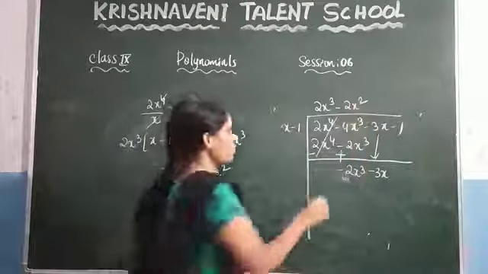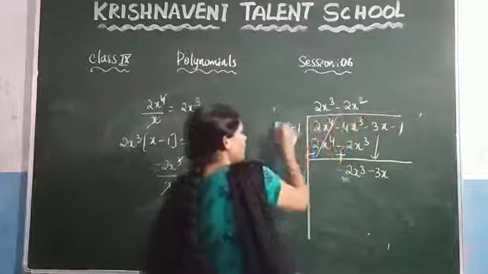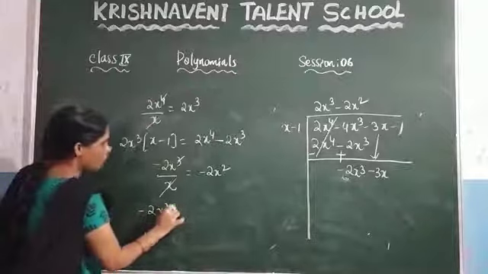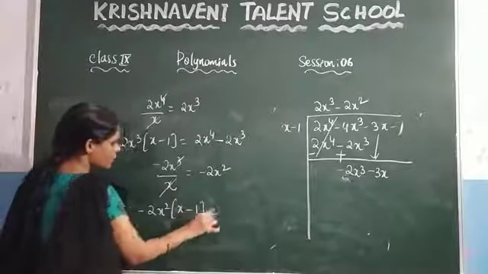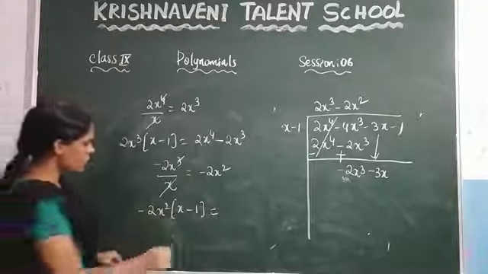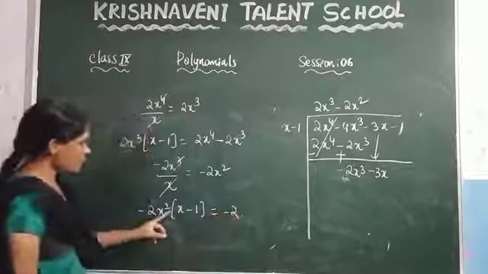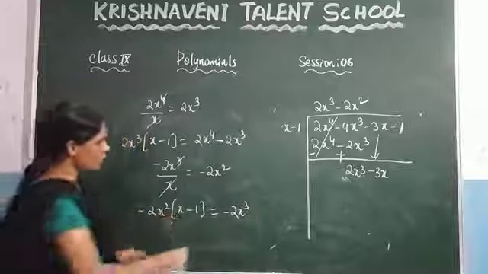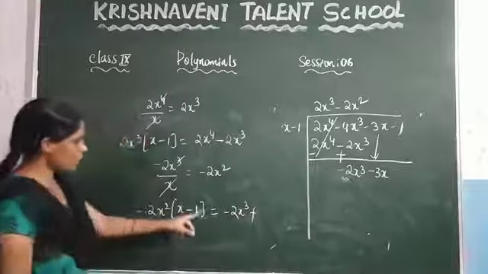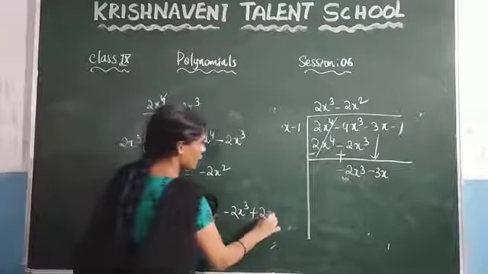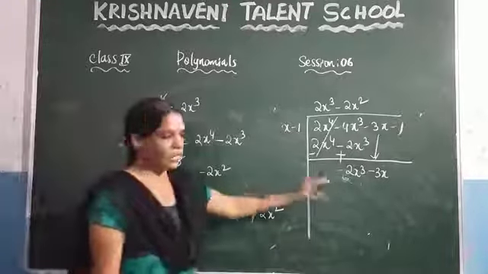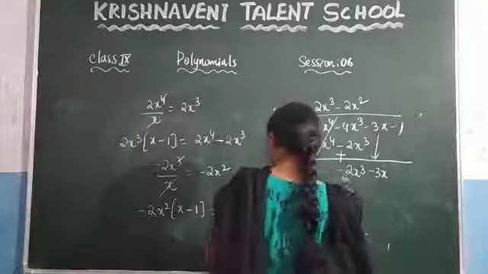Now what we need to do? We need to multiply this term with this term. So multiply it, what will you get? Minus 2x square into x minus 1. So again minus 2x square into x which is minus 2x cube. Write it here. Minus into minus which is plus 2x square into 1 which is 2x square. Now here you need to write this value here.